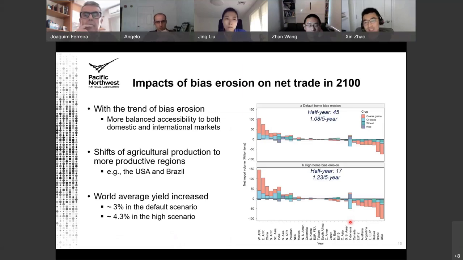Okay, then I actually tested those values in GCAM. So basically GCAM had a reference scenario run all the way to the end of the century with 5-year steps.